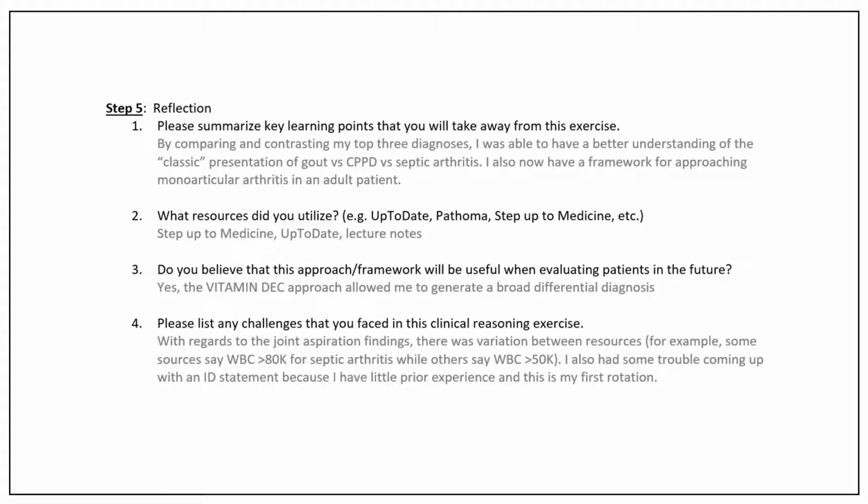Step 5 is a student reflection process. First, the students are asked to summarize the key learning points that they took away from this exercise. Second, students then comment on which resources they used. As an attending, it is helpful to know where your students are getting their information. If you find that a student is using unreliable resources, this would be a great thing to point out.